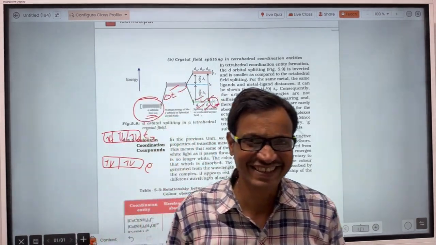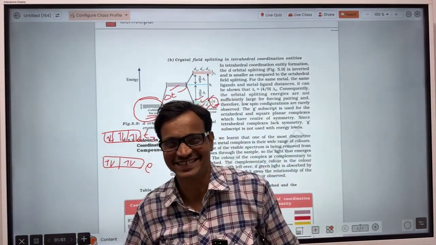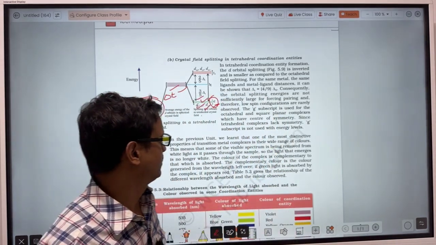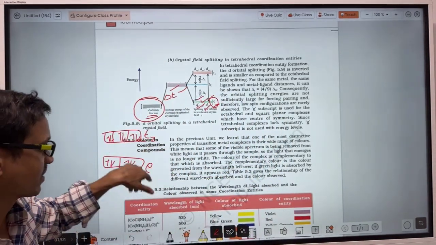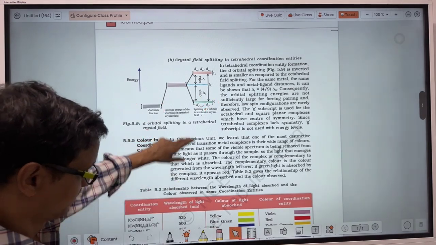Okay? Was it difficult? Same as that of the octahedral complex. Nothing else. Okay guys? Very simple here. Also we will discuss here the color compounds. The next topic is that, which is why I have left it there.